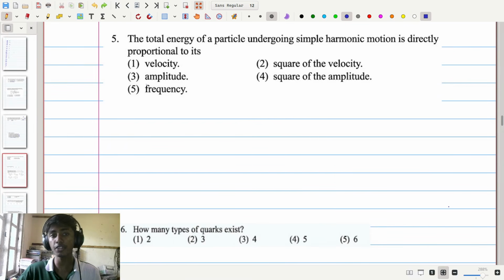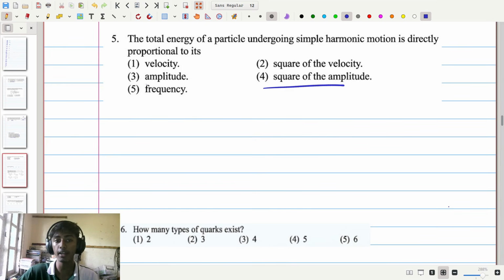Question number 5 says the total energy of a particle undergoing simple harmonic motion is directly proportional to one of these answers. And the answers are velocity, velocity squared, amplitude, amplitude squared, and frequency. Now in simple harmonic motion, since our velocity is constantly changing, the answer cannot be velocity or velocity squared. Now out of the other answers, the correct answer is the square of the amplitude.